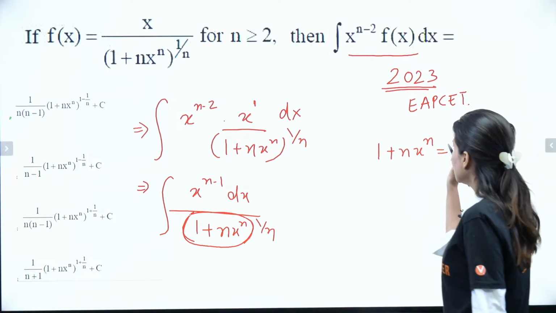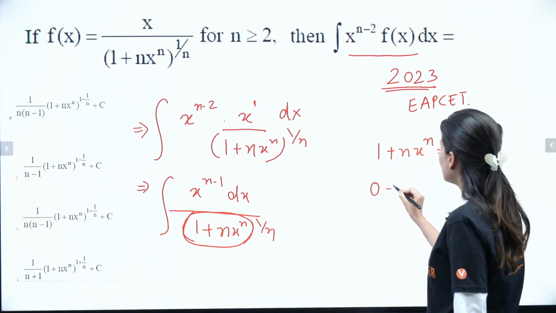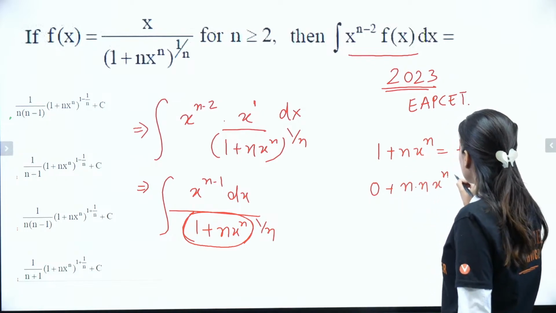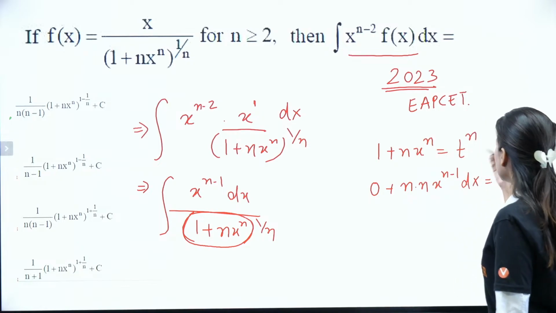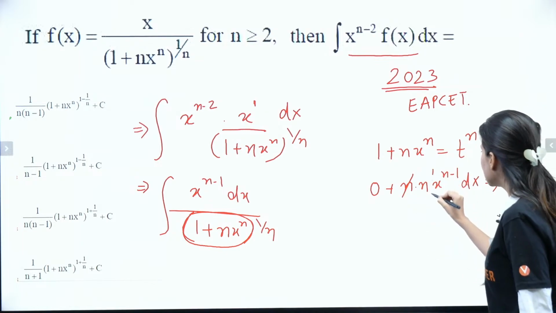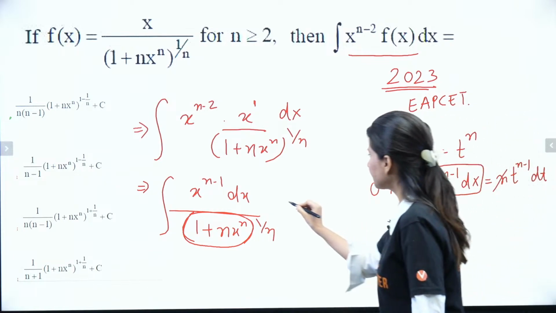Now differentiate both the sides. The derivative of 1 is 0, plus n will come in front: n times x raised to power n minus 1 dx. And on the right hand side, n t raised to power n minus 1 dt. n gets cancelled out. So x raised to power n minus 1 dx will be what?